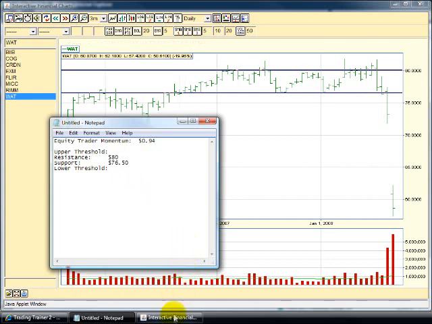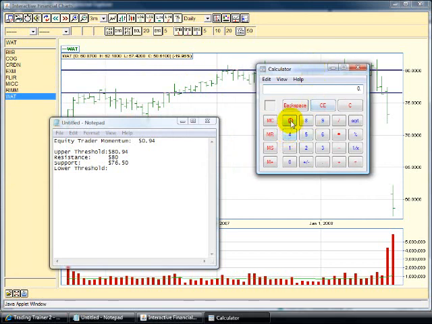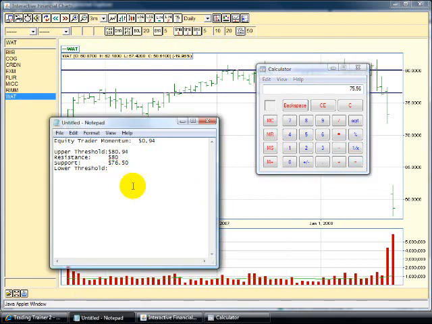Okay, so when I take a look at our upper threshold, this one I can do in my head, $80.94. We're talking about a lower threshold. Guess what? I'm not going to risk it. I'm actually going to do that simple subtraction using the magic of a calculator. 76.50 minus 94 cents, 75.56.